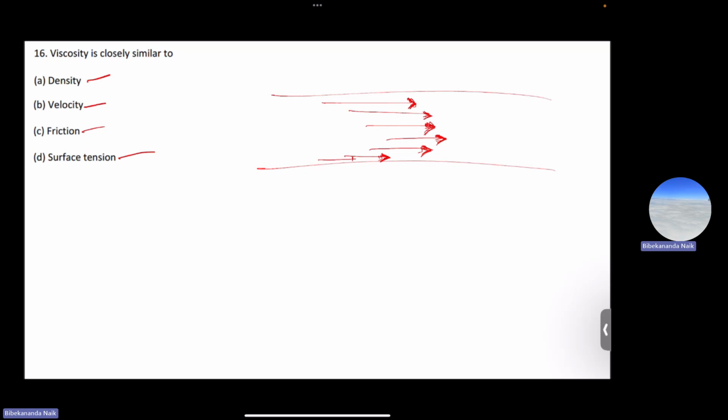So viscosity can be closely related to friction, because it acts opposite to the relative motion of the two liquid layers. The job of friction is also the same. It acts opposite to the relative motion.